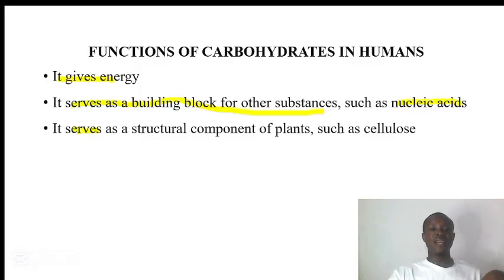And lastly, it serves as a structural component of plants, such as cellulose. The cellulose is made up of repeated monomers of glucose. That means it is glucose that joins together to form cellulose. The cellulose is a polymer, while glucose is a monomer. When we talk about polymers, polymers are made from repeated monomers.